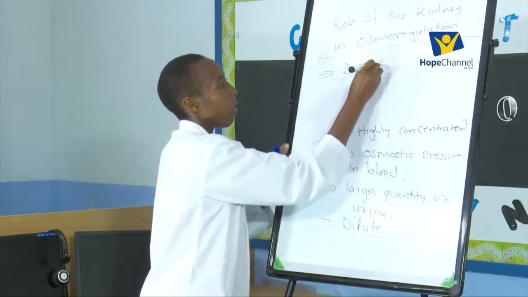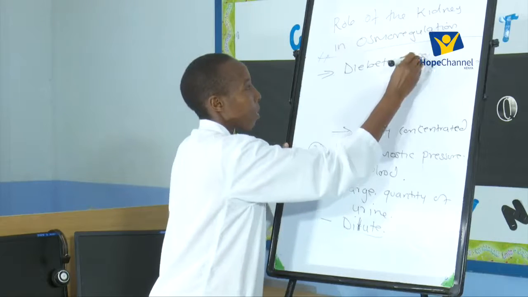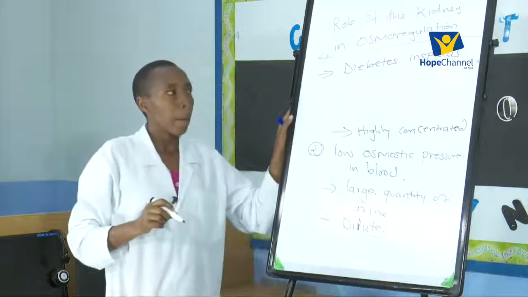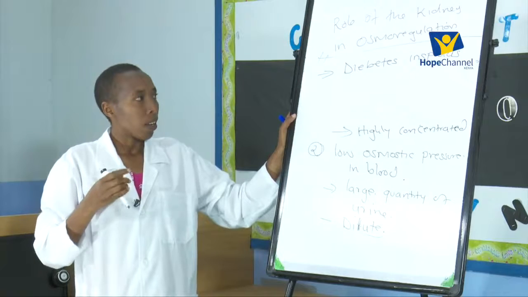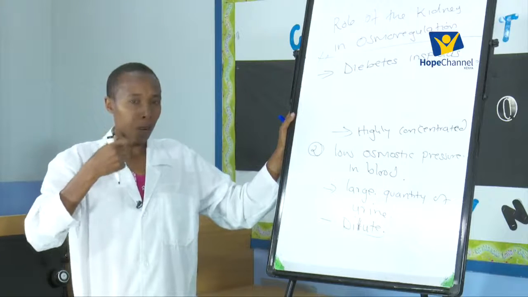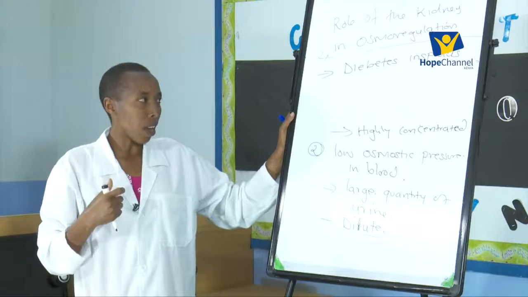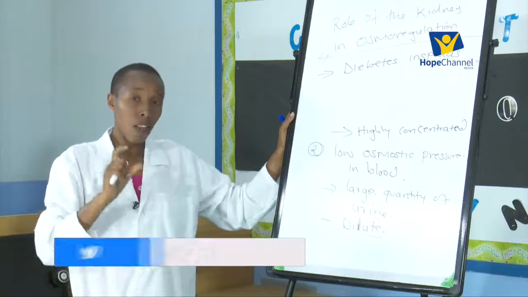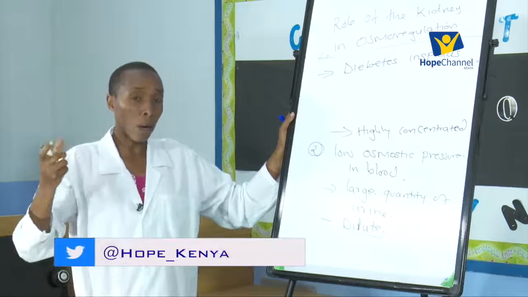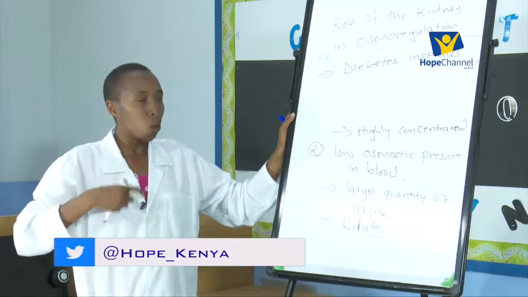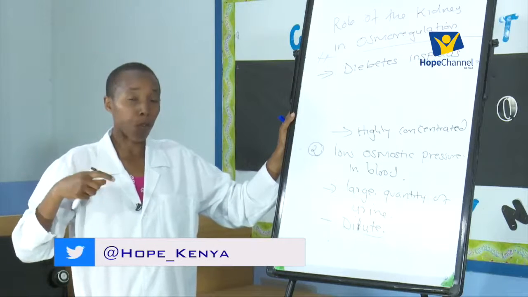Diabetes insipidus. It is a condition whereby the pituitary gland of someone is not producing enough antidiuretic hormone. So as a result, you find that the kidney tubules are not able to reabsorb back most of the water. So you find that much of the water comes out in form of urine.